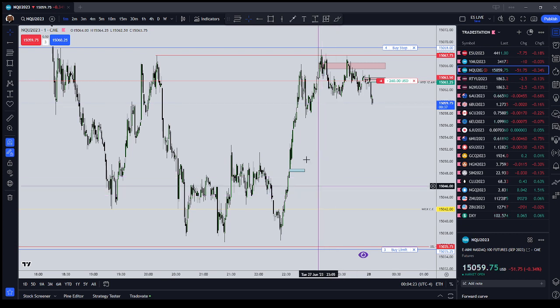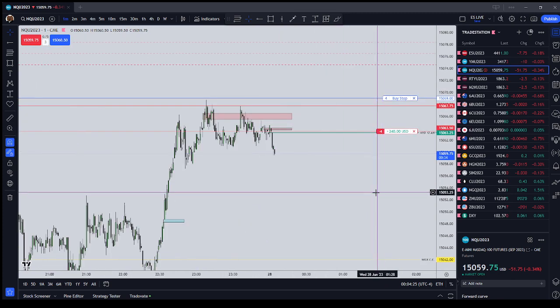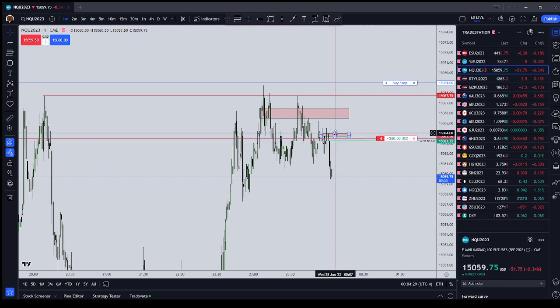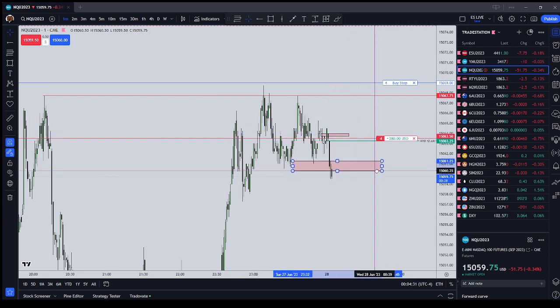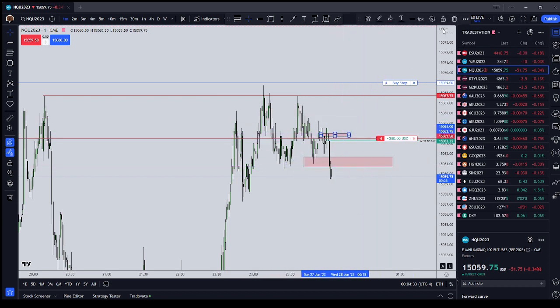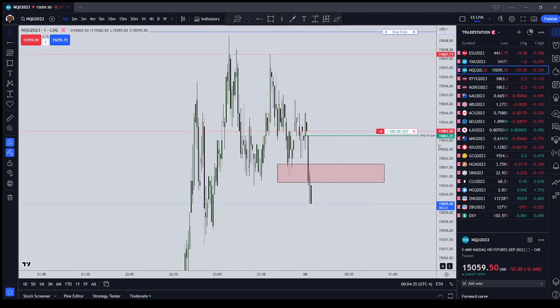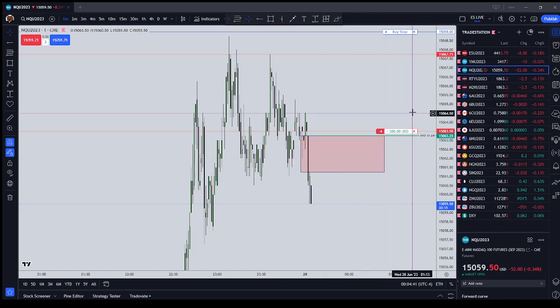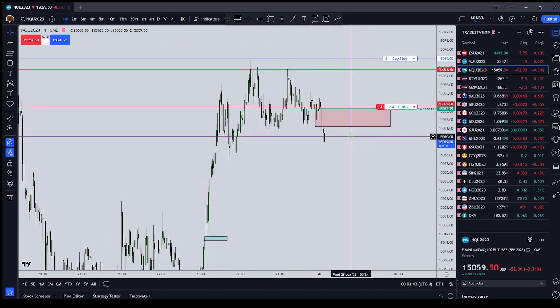So we are tracking our inefficiencies as they form, and as inefficiencies come in, we box them. Here we've got a sibby forming right here. There's our sibby right there, red box, sibby.